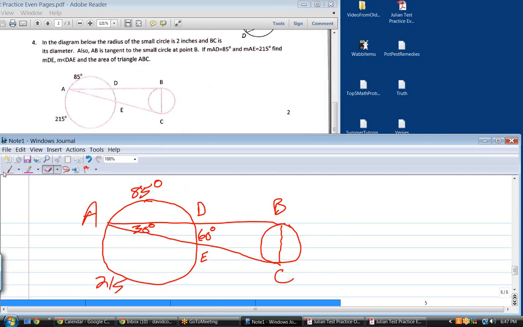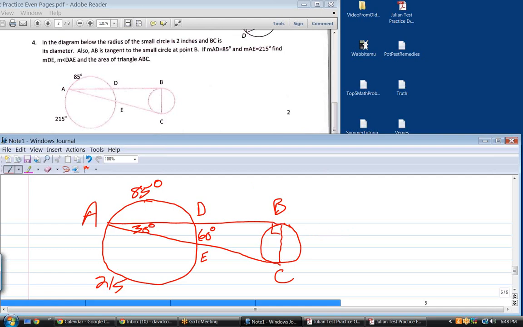The area of the triangle ABC. What's this angle right here? Angle ABC. Is that 60? No, what happens when a tangent line intersects with a diameter? That makes a right angle. Right, so that's 90. So that means that the area of this triangle is the base times the height.